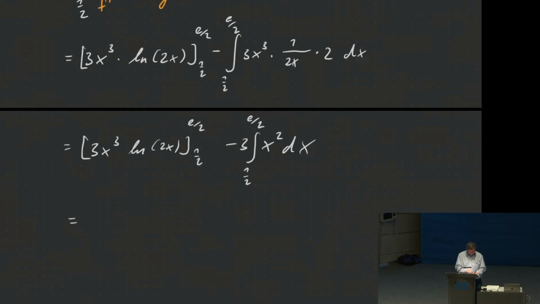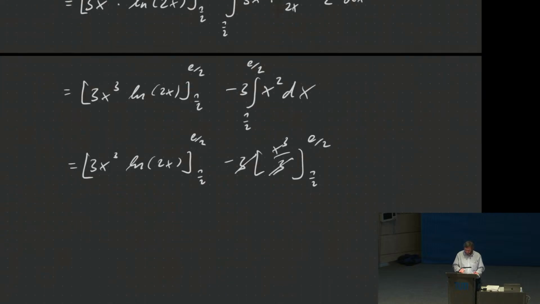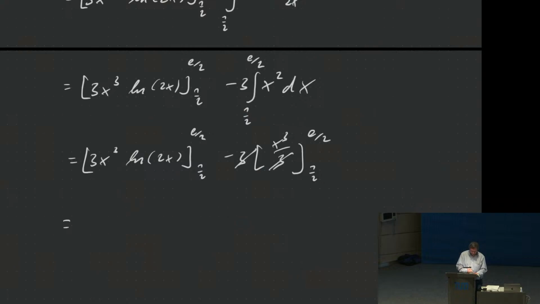Okay, so what we get is, I'll write it down once again, this term 1/2 e over 2 minus 3, and then integrating this yields x to the third over 3. So I can just forget about that, right? Okay. And now I'm ready to substitute my bounds and get the final value.